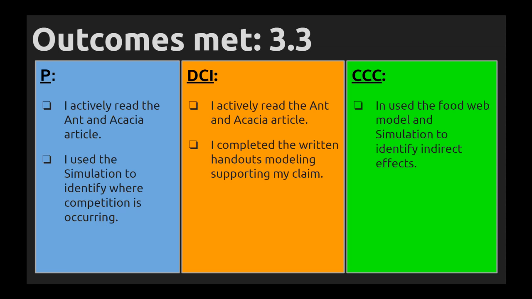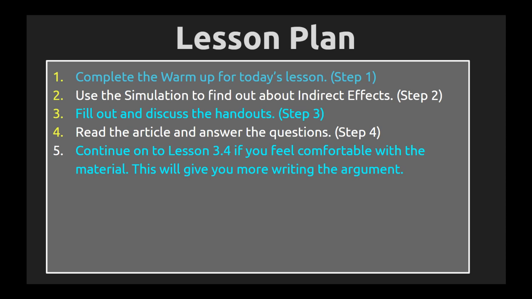I actively read the Ant and Acacia article to learn the information about mutualism. I completed the written handouts, modeling and supporting my claim. That is the explanations of what's going on in the Glacier Sea food web. And then in the food web model and the simulation, I was able to identify indirect effects. In other words, how one thing can affect another further up or down the food web other than what's right next to it. Breakdown in the lesson looks like this.